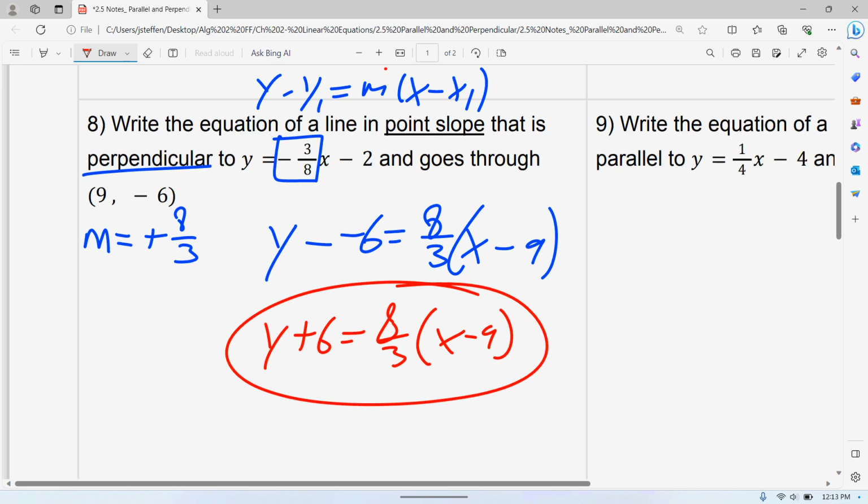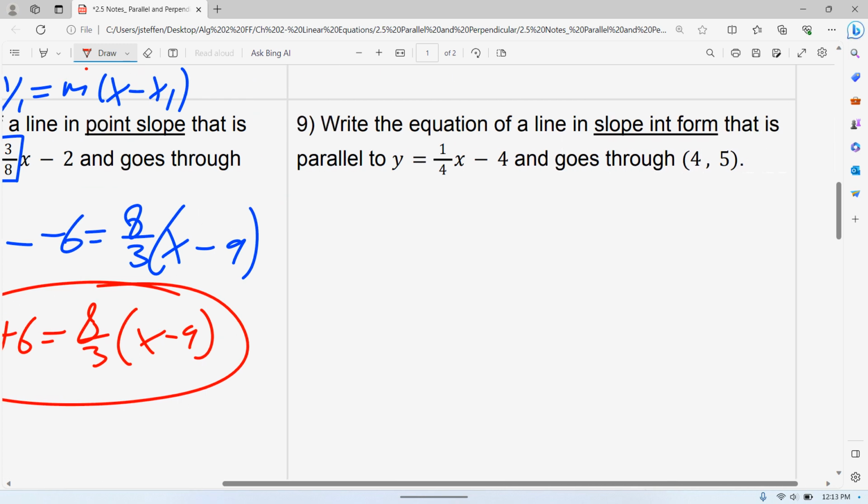Now the next one wants you to put it in slope-intercept form. Again, the only difference would be you start that way, and then you have to solve it to get it into slope-intercept form. And again, I'm not saying that's easy, but that's what we did yesterday a bunch. So hopefully you guys are pretty decent at that, or hopefully this is more of a review for that part.